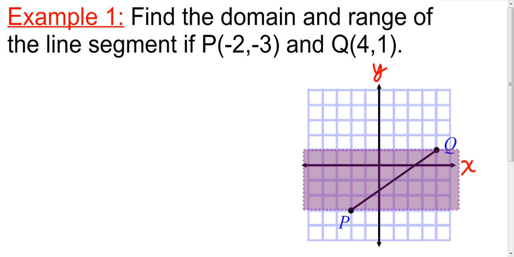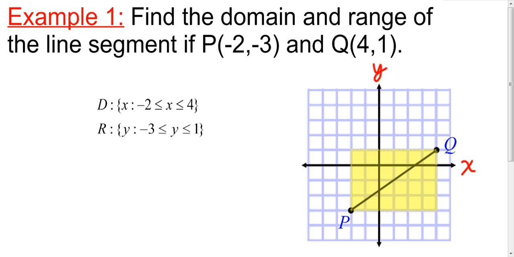Now, if we talk about the range, we're talking about the vertical component. If we look at the purple box you see on your screen, the line segment is constraining those y values, and they are going in between -3 and 1. So our range, as defined by y, would be in between -3 and 1, including those 2 points.